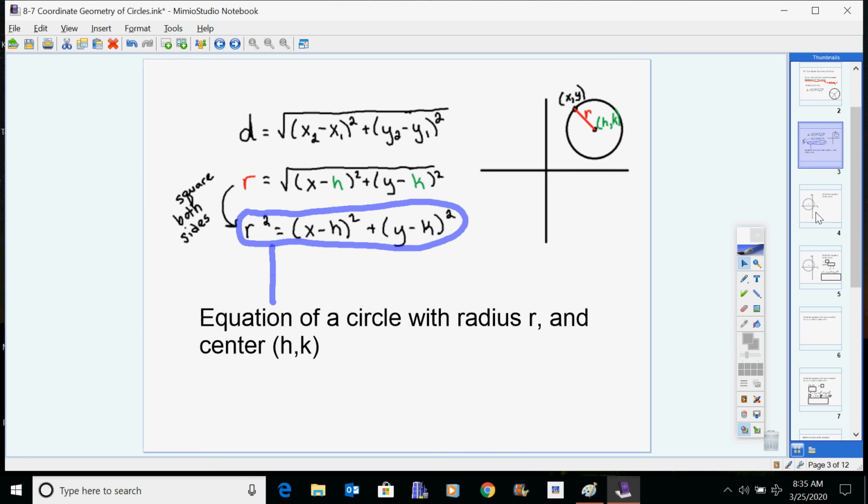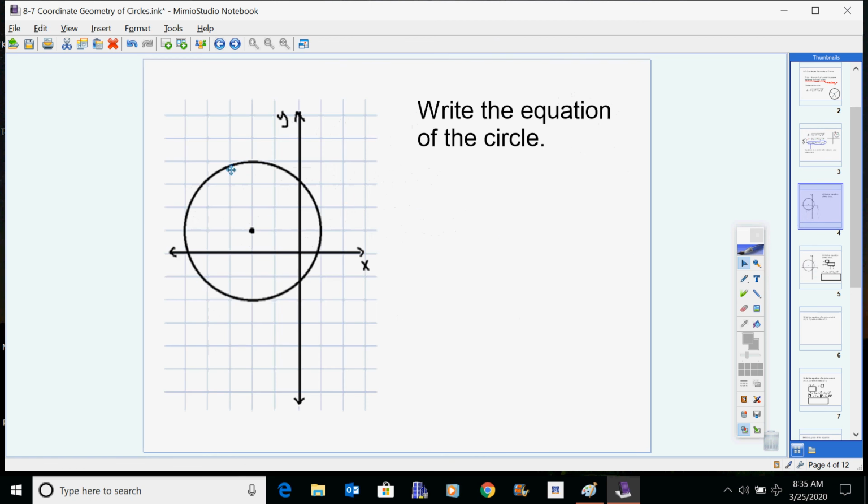So let's apply that to a graphed circle. Okay, I want you to notice that I've got a graphed circle. It has a center, and there's a distance that we can think of as being how far away this center is from the sides of the circle.